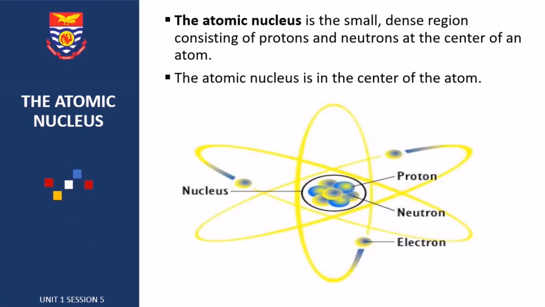The atomic nucleus is found at the center of the atom. It is small in size, very dense, and it consists of protons and neutrons, and has electrons surrounding it. From the diagram here, the circle inside this structure is the nucleus, which consists of protons and neutrons, and we can see electrons around the nucleus.